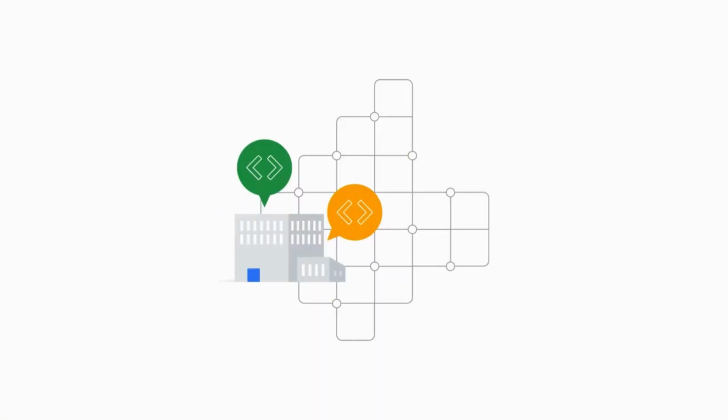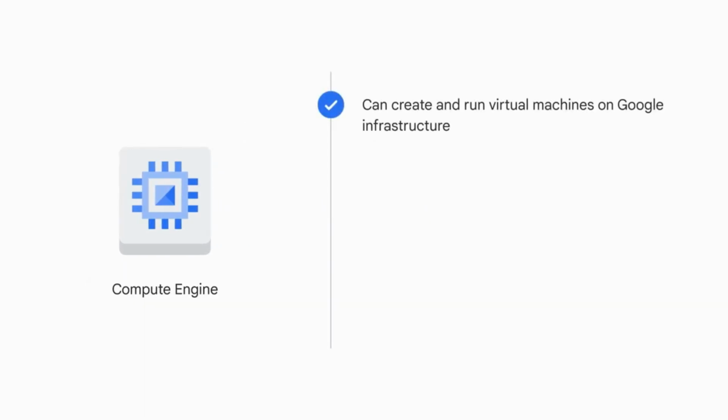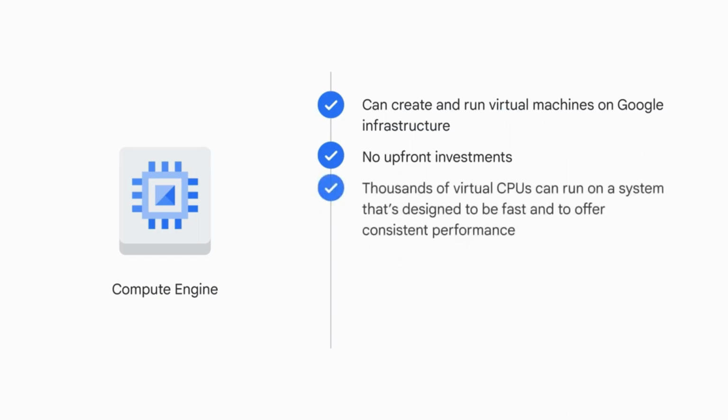Earlier in the course, we explored Infrastructure as a Service, or IaaS. Now let's explore Google Cloud's IaaS solution, Compute Engine. With Compute Engine, users can create and run virtual machines on Google infrastructure. There are no upfront investments, and thousands of virtual CPUs can run on a system that's designed to be fast and to offer consistent performance.